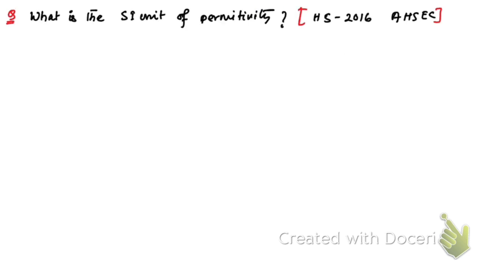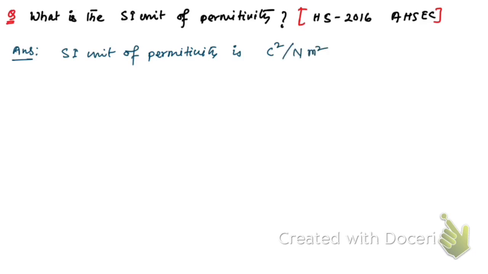So the next question is, what is the SI unit of permittivity? Do you remember that? If you don't, then let me tell you, this is nothing but Coulomb square per Newton meter square, right? So this is the SI unit of permittivity, or simply you can write it this way.